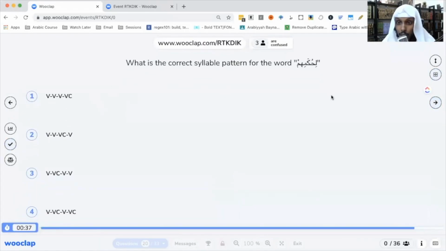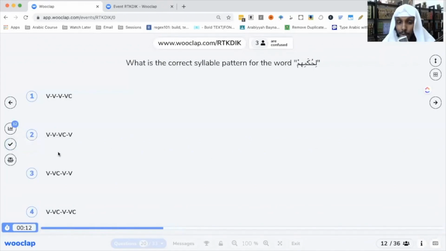Okay, لِحُكْمِهِمْ. What pattern is it? Again, this is not important for those of you that don't know how to do it. It's not important. Just to challenge, just to make sure that the leaderboard today, those that get the highest points, really deserve it. So, لِحُكْمِهِمْ. What pattern is this?